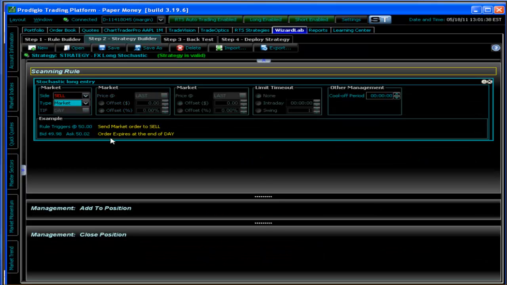Right? But getting back, let's start with market. If you look at the market order, now there's the first parameter I want to bring your attention to: something called cool off period. And this is a really cool feature that we added a short while ago. Cool off period allows you to throttle the signal. So let me give you an example.